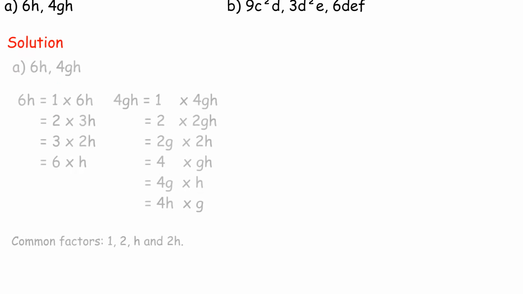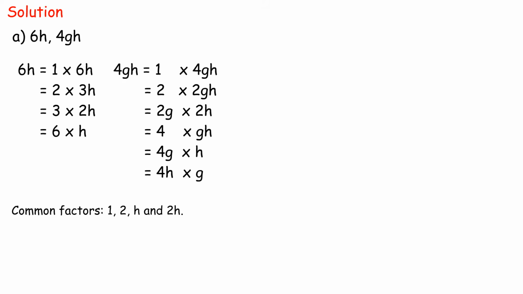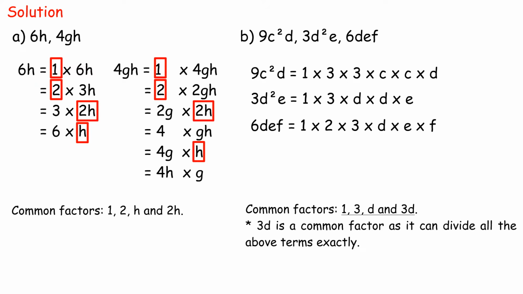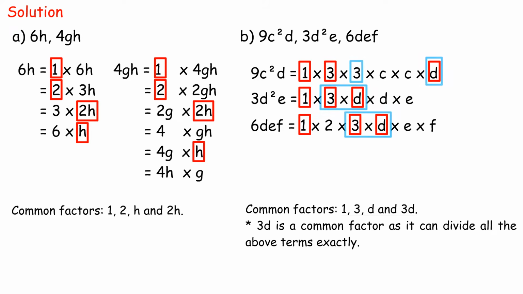Solution. A. The common factors for 6h and 4gh are 1, 2h, and 2h. B. The common factors for 9c squared d, 3d squared d and 6def are 1, 3d, and 3d. 3d is a common factor, as it can divide all the above terms exactly.